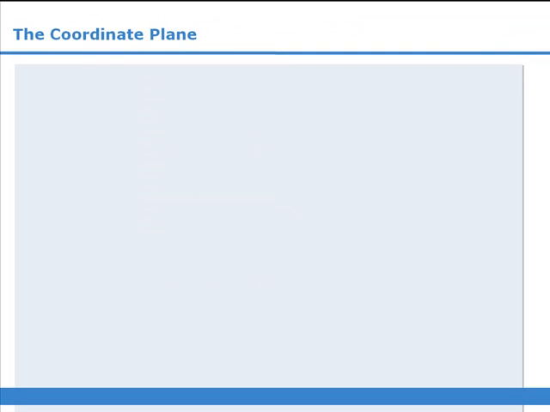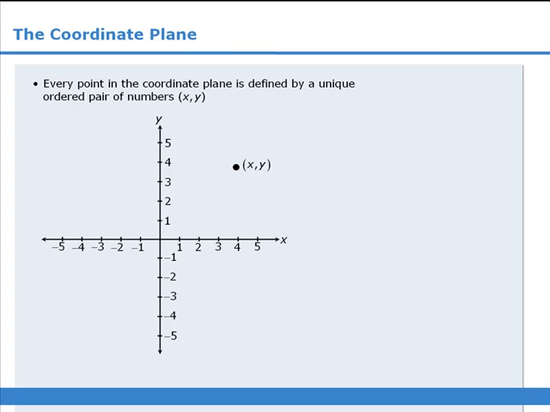Okay, let's summarize. In this lesson, we learned that every point in the coordinate plane is defined by a unique ordered pair of numbers, x and y.